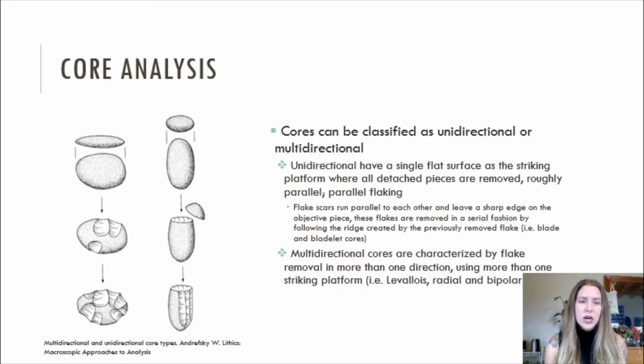The most common type of unidirectional cores would be for the production of blades or bladelets, such as is shown in this drawing here. You can see on the right side is the unidirectional core with flake scars running parallel to one another. And multidirectional cores are characterized by somewhat randomized flake removal coming from more than one direction and using more than one striking platform. Examples of this type of reduction strategy include Levallois, radial, and bipolar cores, which you can see an example here on the drawing on the left side.